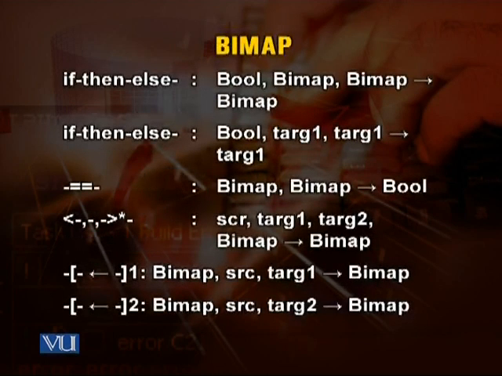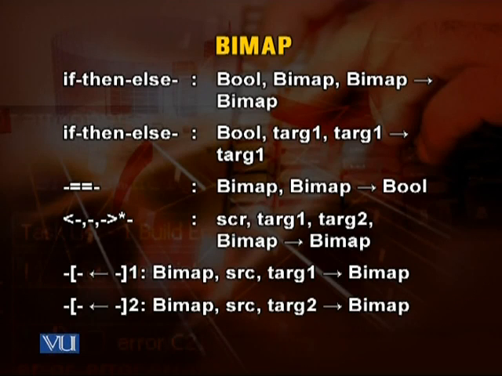Now coming to the signature part, we have the if then else defined for the bimap. There are three different versions of if then else. In the first version, we have a Boolean and bimaps, and it returns a bimap back. In the second case, we have a Boolean and target 1s, and it returns the target 1 back. And in the third version, we have a Boolean and target 2s, and it gives target 2 back. So the only difference really is in the type of the arguments. In the first case, the first is Boolean and the rest of the three arguments are bimaps. In the second case, the first argument is Boolean and the rest of the three are target 1s. And in the third case, the first one is Boolean and the rest of the three are target 2s.